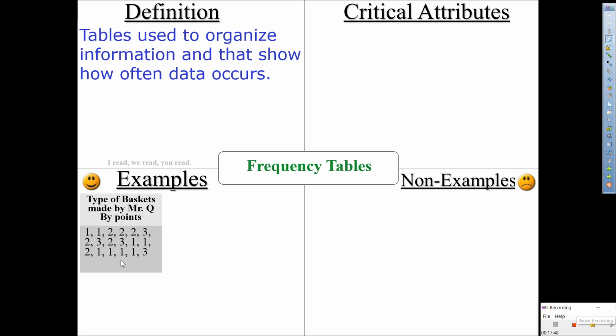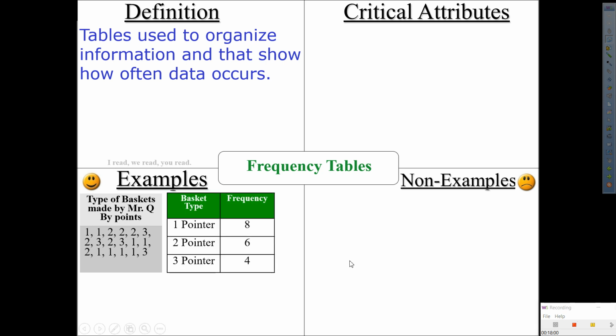All right, question. Is this a frequency table? No, that's just what? Data. Okay. Now let me show you a frequency table, and that's why I made it green. Copy that. We have one column that says basket type and another column that says frequency. That's why it's called a frequency table.